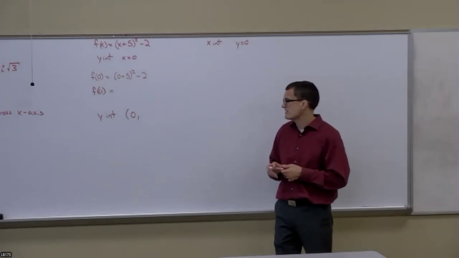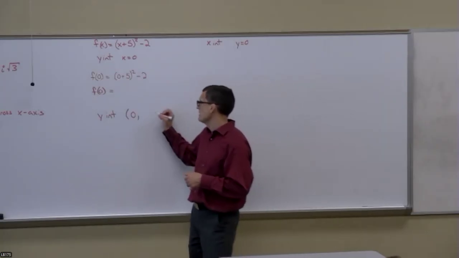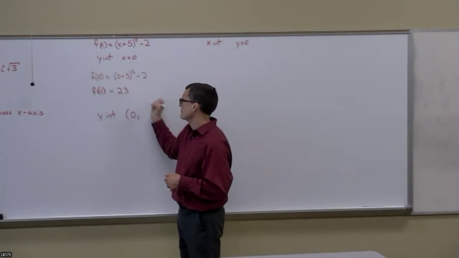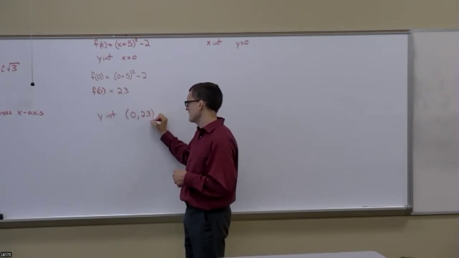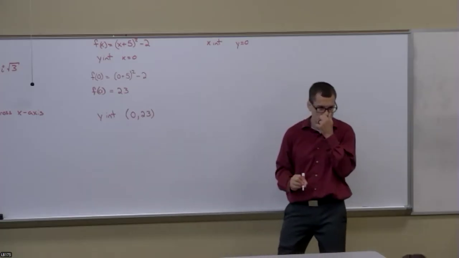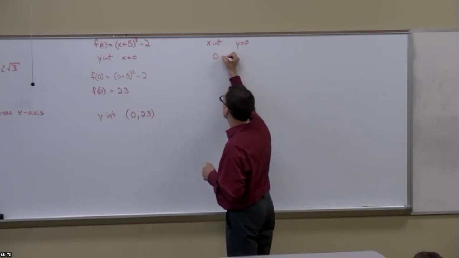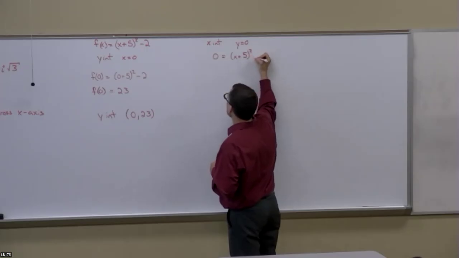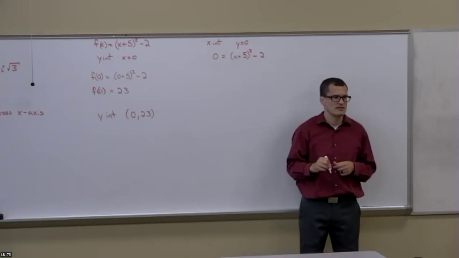All right, let's go through this. So y-intercept, you plug in 0 for x, and when you do that, this becomes 25 minus 2, or 23. And so your y-intercept is (0, 23). To find the x-intercept, you'll plug in a 0 for y. And in this case, because we have this form where we have (x plus 5) quantity squared minus 2, it's going to be easiest to use the square root property on this one.